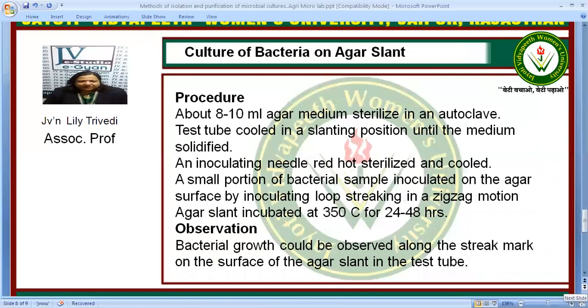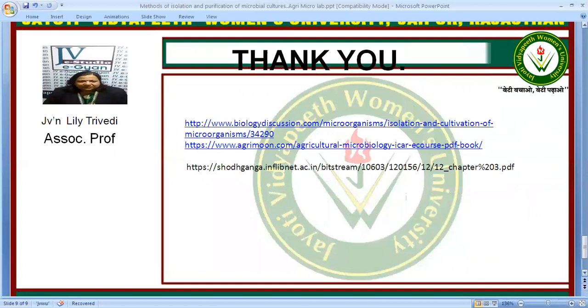Culture of bacteria on slants. Here again we have 8 to 10 ml agar medium in a test tube kept in a slanting position after sterilization, and as the medium is cooled, the sterilized inoculating needle, with a small portion of sample, is streaked on the agar surface in a zigzag motion and kept at 35 degrees centigrade for 24 to 48 hours. So bacterial growth is seen along the streak marks. So students, when we use these methods, we get isolated colonies of the bacteria.